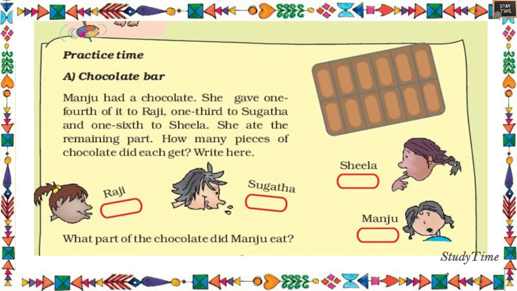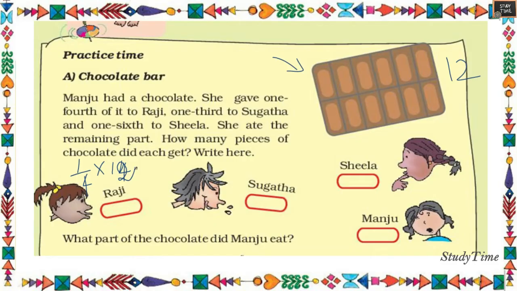Next, this is a practice question. Manju had a chocolate. So she is having a chocolate. She has chocolate bars of 12. She gave 1/4 of it to Raji.